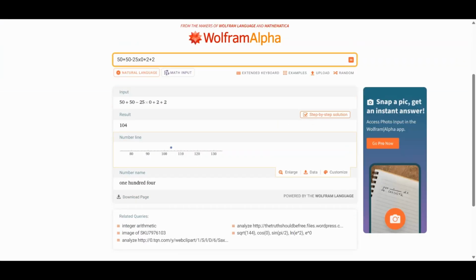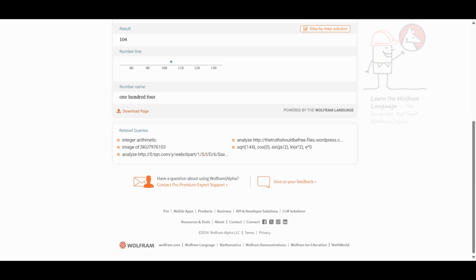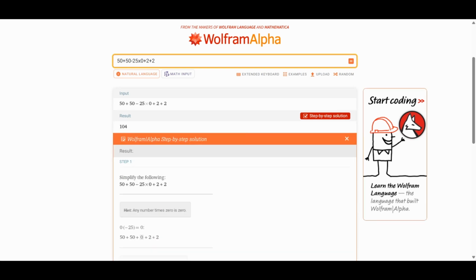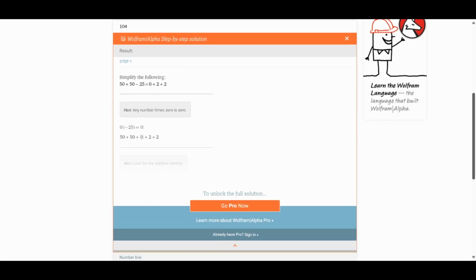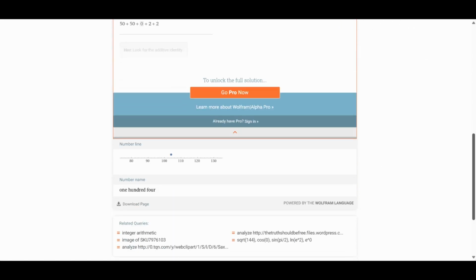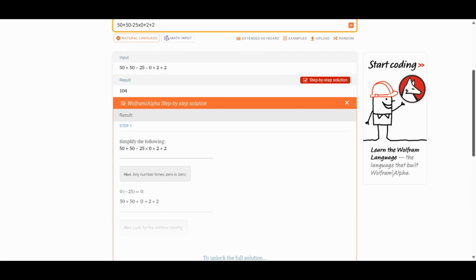All right. So if you want to, it looks like you can download the page. I have not actually tried doing that before, but there are some related queries, similar problems that come up. You can also click on this little feature over here, the step-by-step solution. And I will admit, it's not super detailed. They claim that if you want to unlock the full solution, you have to go pro, which I don't know if that's always been there. Maybe it has. I haven't been to the site for a while.